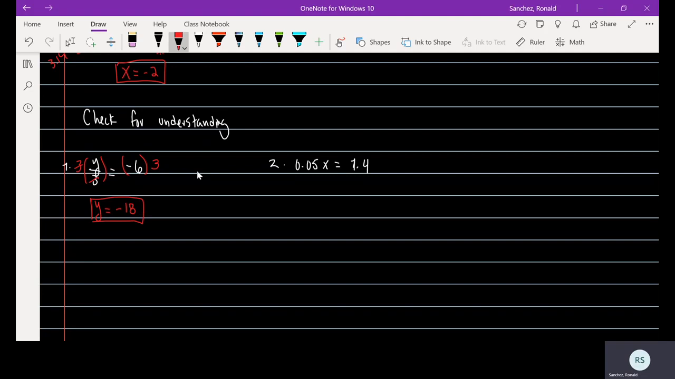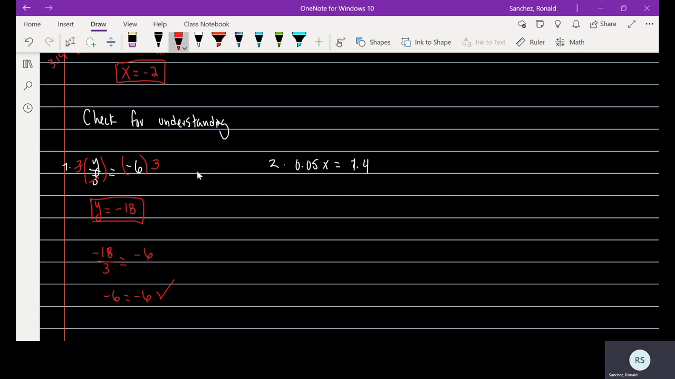And we can check very quickly to see if we got this correct. We can substitute negative 18 for y. Well, we know that negative 18 divided by 3 is in fact negative 6. So our answer is correct.